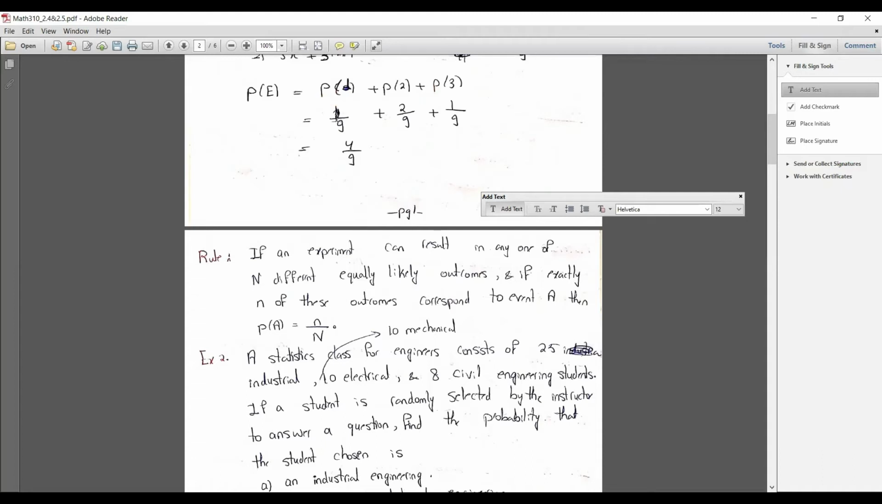So P of 1 is 1 over 9, P of 2 is 2 over 9, P of 3 is 1 over 9. 1 plus 2 plus 1, we're going to get 4 over 9. So the probability of E is equal to what, guys? It's equal to 4 over 9.